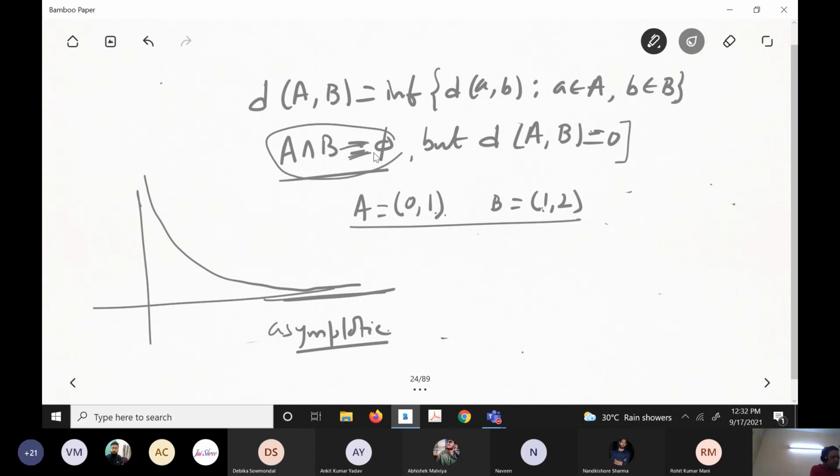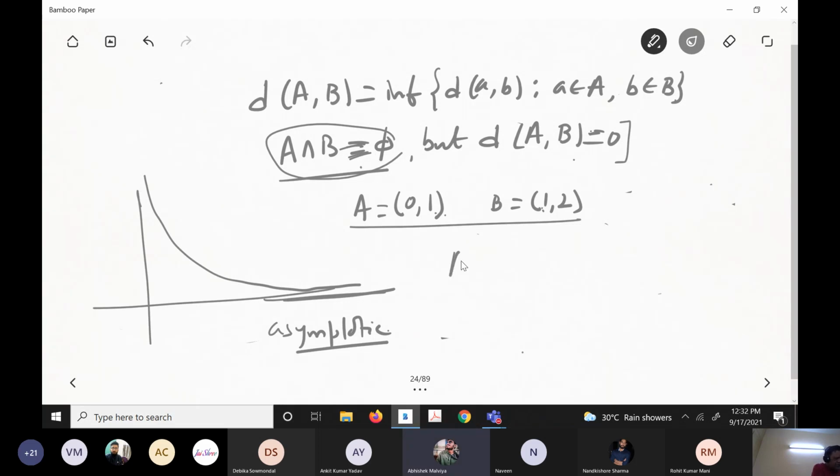But you can think of that if the distance is strictly greater than 0, you need some conditions. Okay, closure non-empty होना चाहिए. Closure का intersection non-empty होना चाहिए.